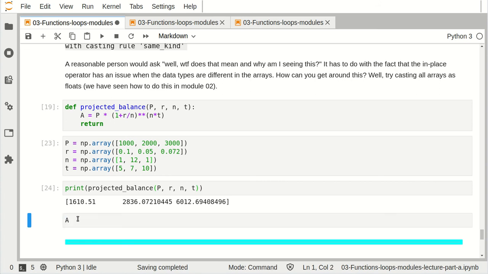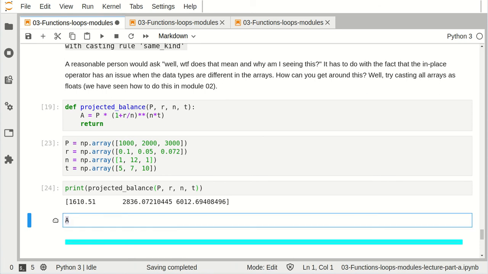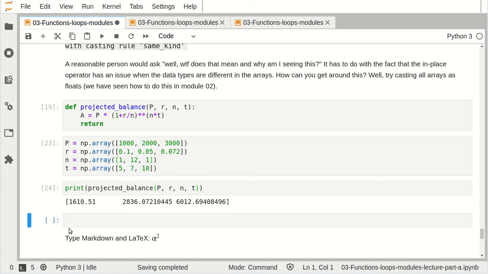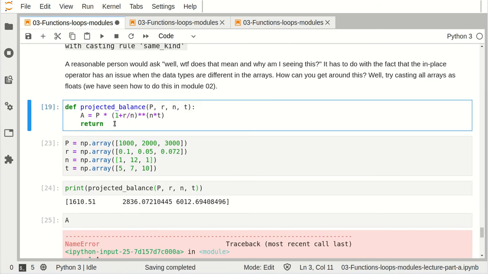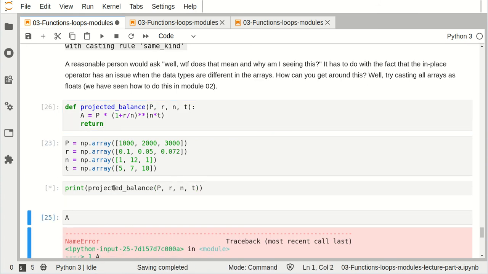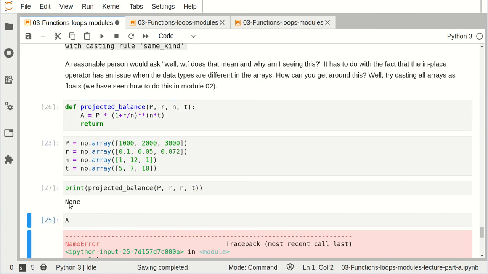Oh, that's a markdown cell where you're supposed to put your output. So let me just go ahead and delete that, create a code cell. There we go. If I look at A, there's a name error. A is not defined. Of course it's not defined. We didn't return anything here. Let me just run this again. Now a None type is returned.